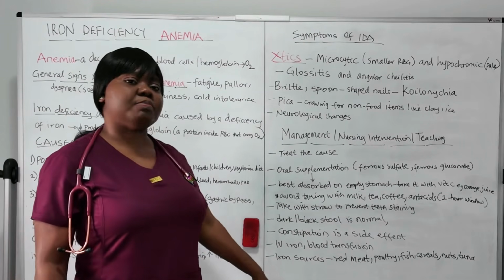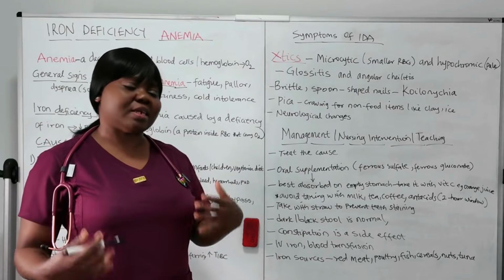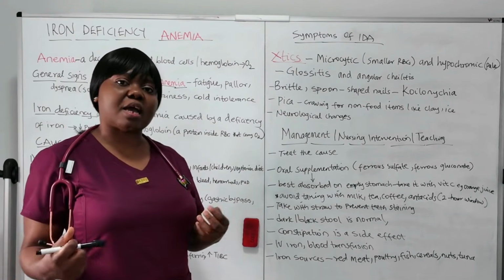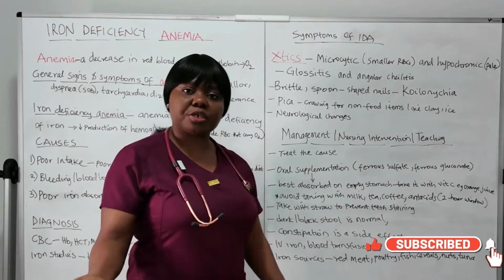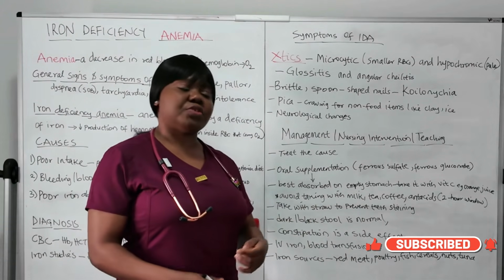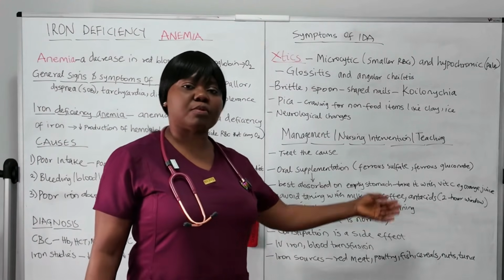Now, finally, we need to teach patients iron sources where they can get iron to supplement in their diet and to increase their iron intake. They can get it from red meat, poultry like chicken. They can get it from fish, cereals, nuts, even potatoes, oysters. They can get it from tuna.